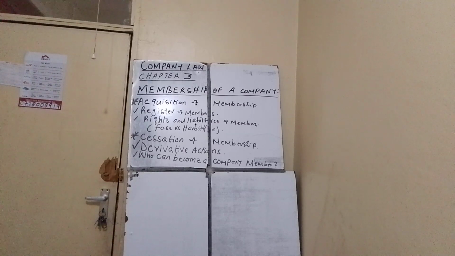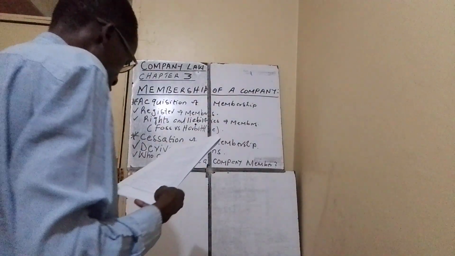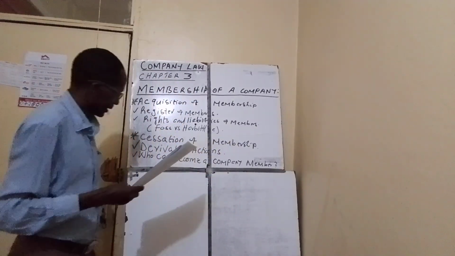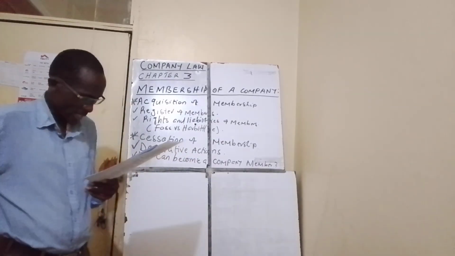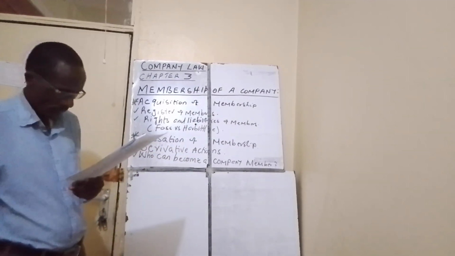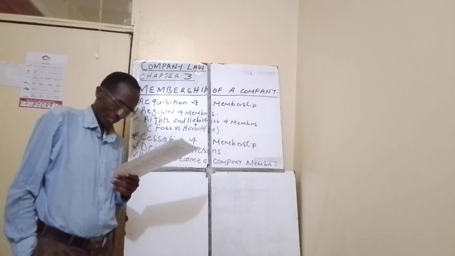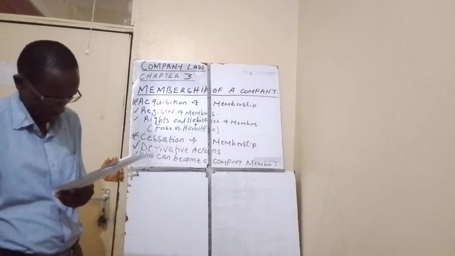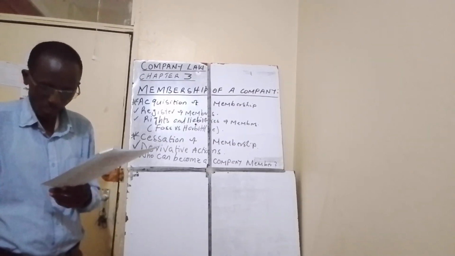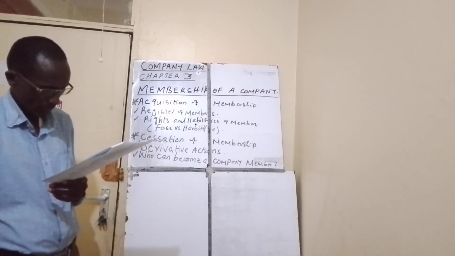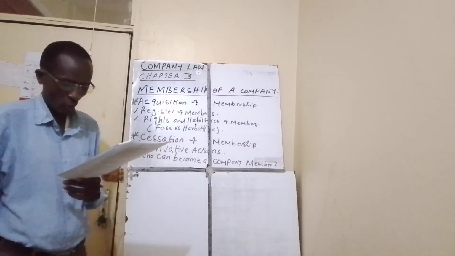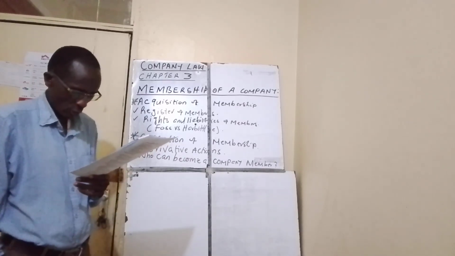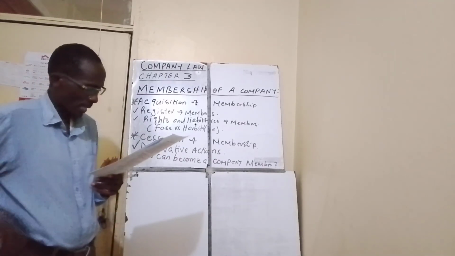Those who may become members of a company. One, infants or minors. Unless the articles provide otherwise, an infant may become a member of a company. However, the contract of membership is voidable during infancy or within a reasonable time after attaining the age of majority. By avoiding the contract, the infant ceases to be a member.